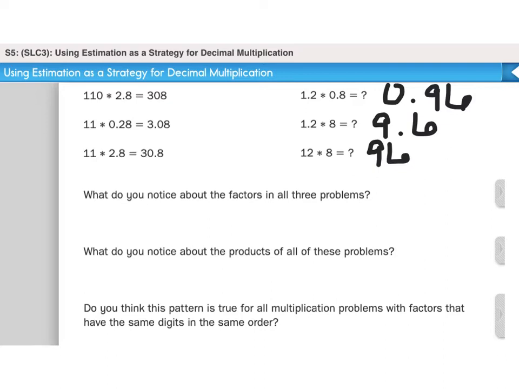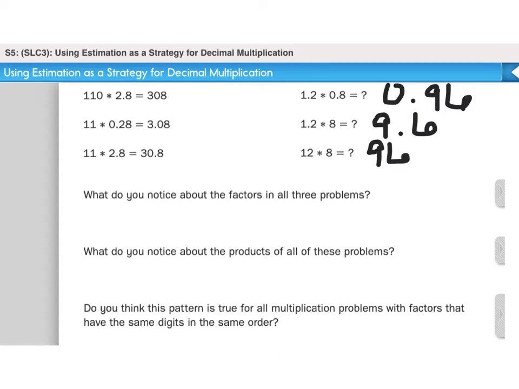Now, what do you notice about the factors in all three problems? Well, the first thing that you notice is that they all have the same digits in the same order, but the decimal point is in different places. What do you notice about the products of all three problems? They all have the same digits in the same order, but the decimal point, once again, is in a different place.